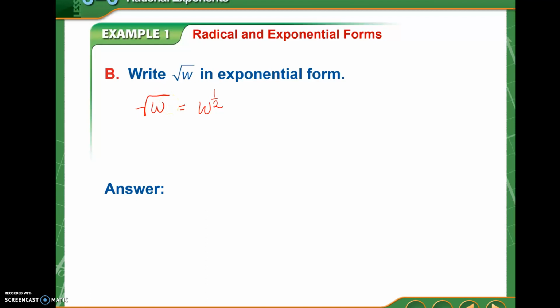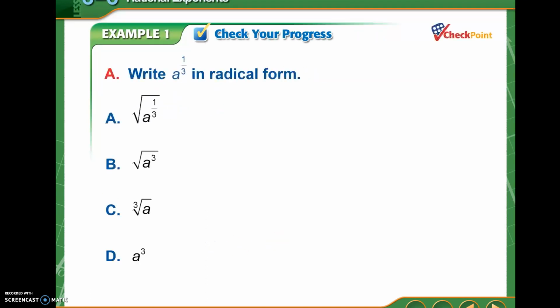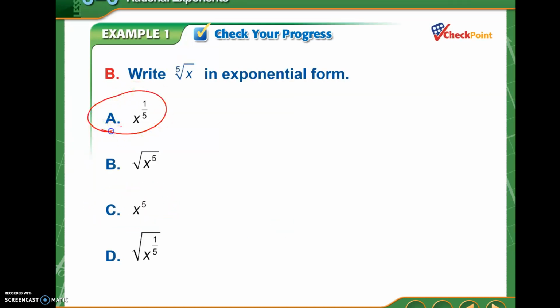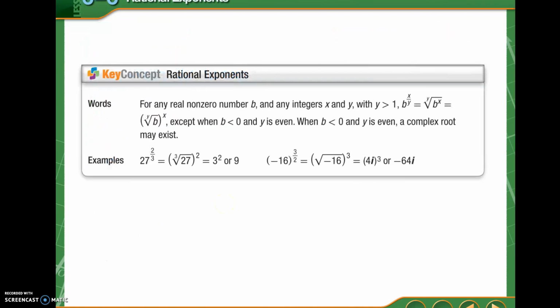So this would be the cubed root of a, and this would be x to the 1/5. Now, we've looked at those, and notice if I had a to the 1/5, that was the 5th root of a. And my power of my a is 1. So what if that power isn't 1?